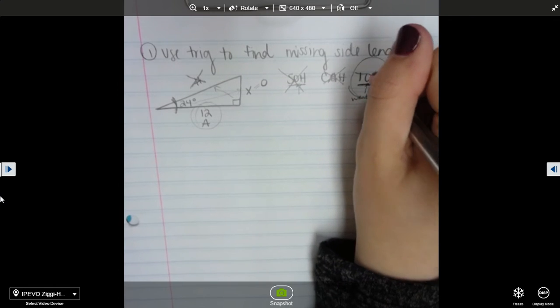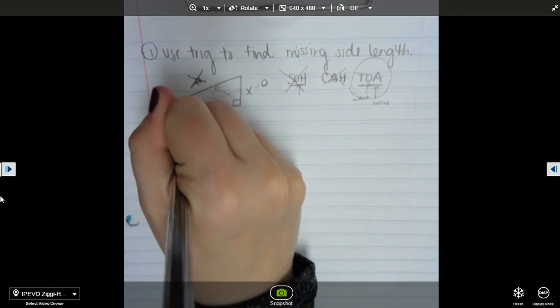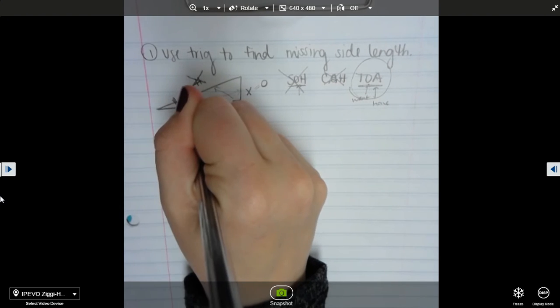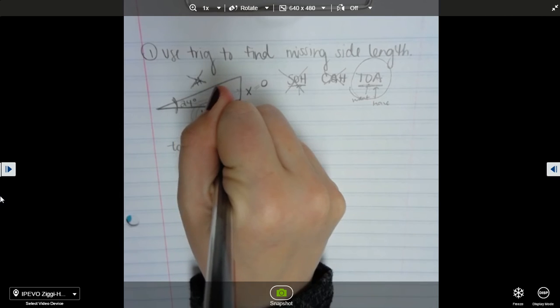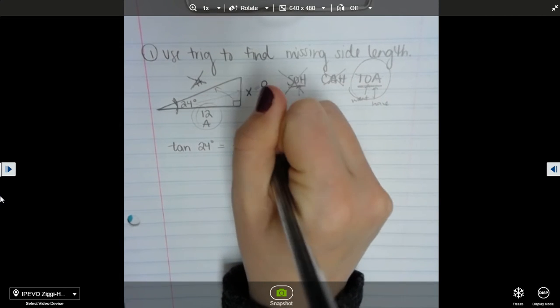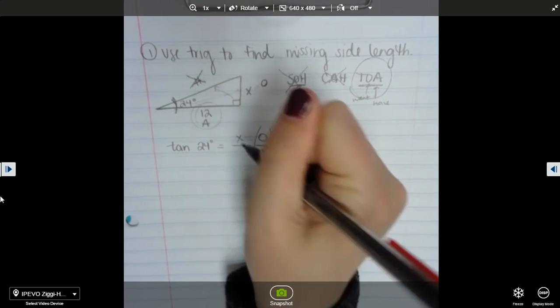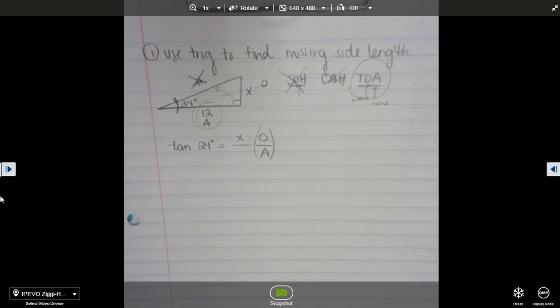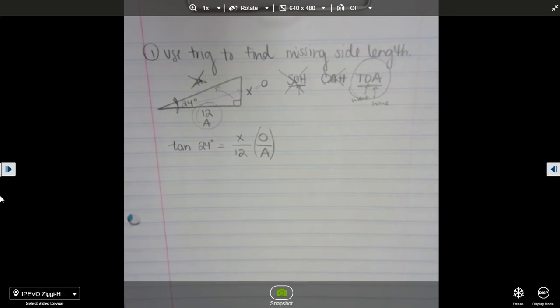You have to find the two letters that you want to find and that you have. So here we know TOA means the tangent of an angle, which our angle is 24 degrees, is equal to O over A, so opposite over adjacent. So our opposite here is X, and our adjacent is 12. So we have tangent of 24 equals X over 12.